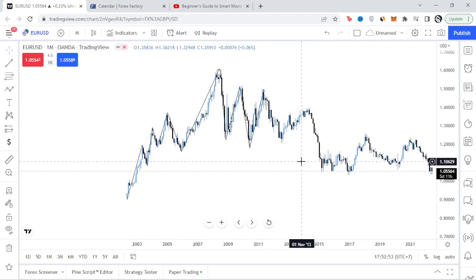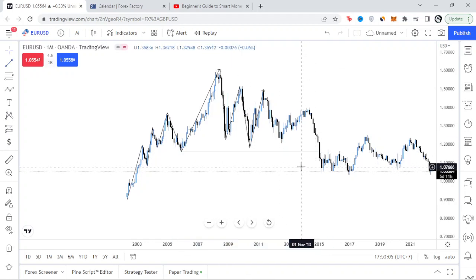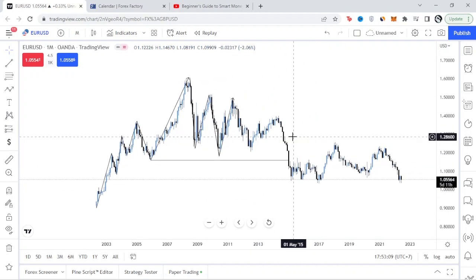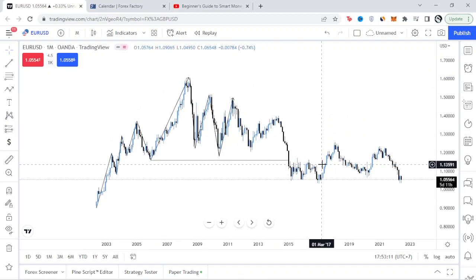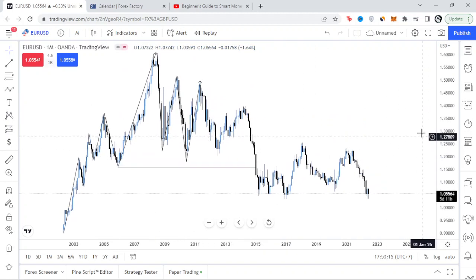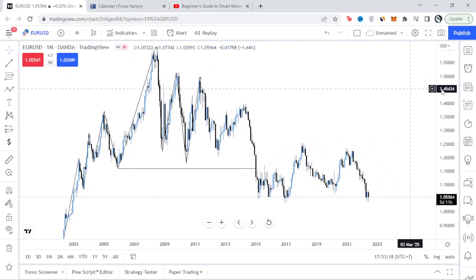To me, the bears might not actually be fully set in until this low here has been broken. Yeah, it's broken. Until that low has been broken, we can't say we've actually switched to bearish. Now we've switched bearish for a while, until we switch back to bullish again.